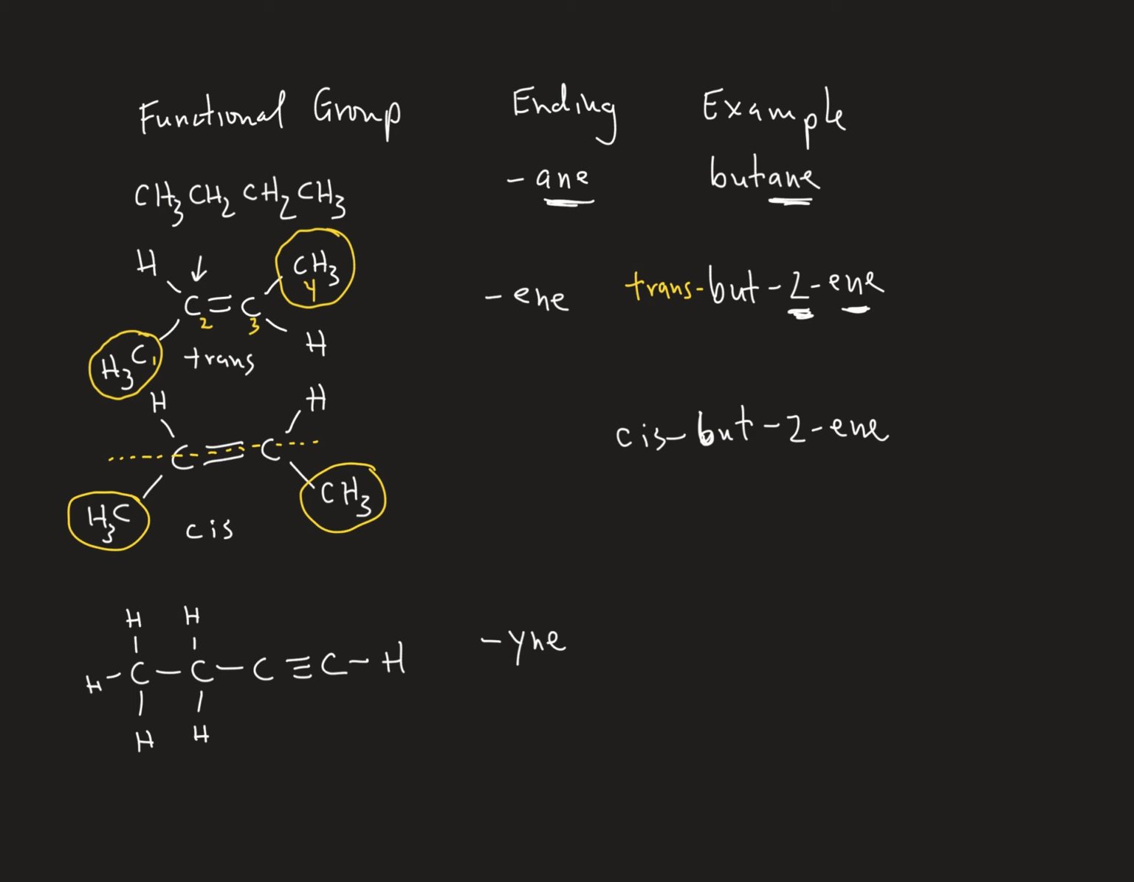I've got 4 carbons, and I want to have the triple bond have the lowest number possible, so I'm going to count this from the right, 1, 2, 3, and 4. So putting that all together, this would be but-1-yne. I've got 4 carbon chain, and on the first carbon of that chain, I have a carbon-carbon triple bond.